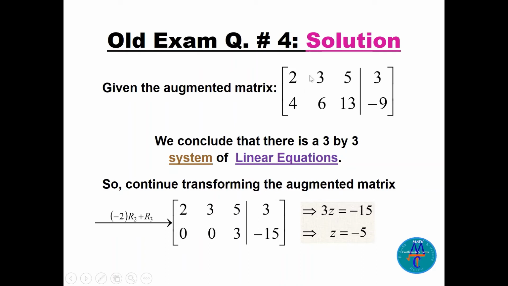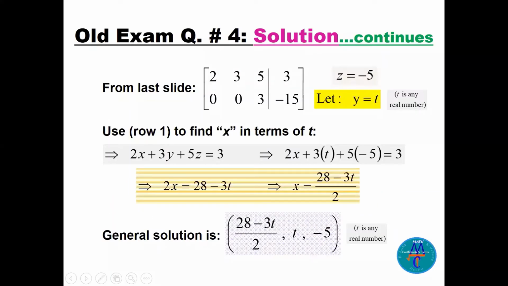So minus 2 times 3 will be minus 6, you add, you get 0. Minus 2 times 5 is minus 10. When you add to 13, that will be 3. Minus 2 times 3 is minus 6, and minus 9 is minus 15. So I have 0, 0, 3, minus 15. Now I can take 3z is equal to minus 15, or I can say divide by 3. So z is directly minus 5.